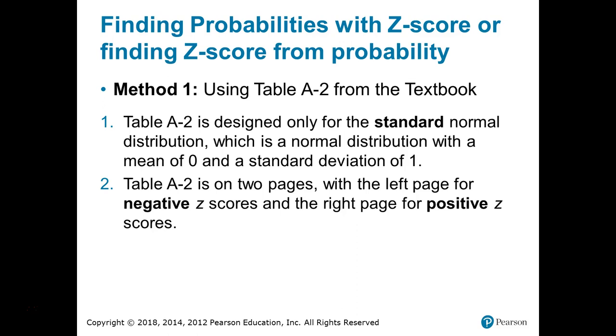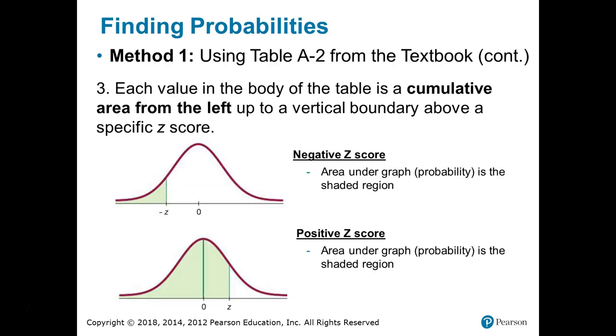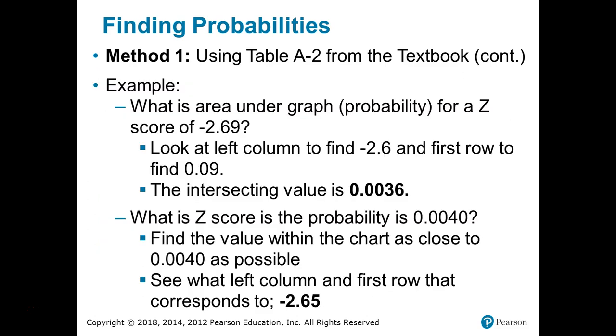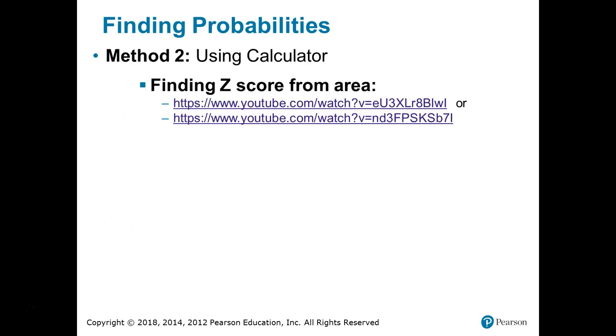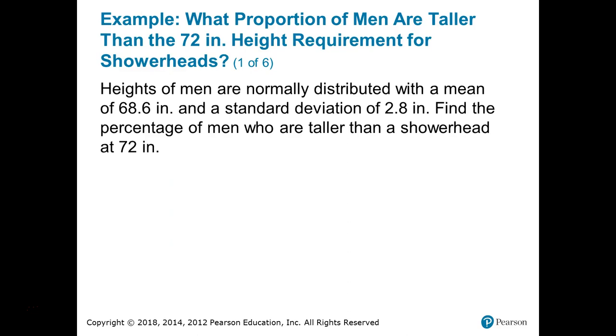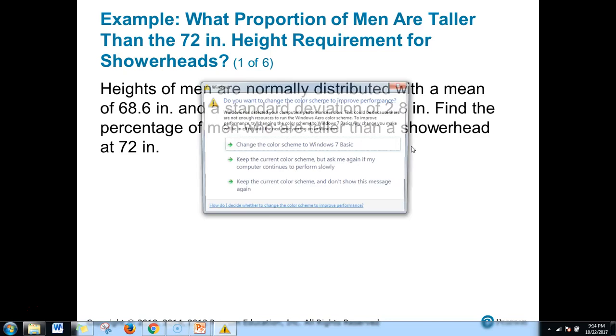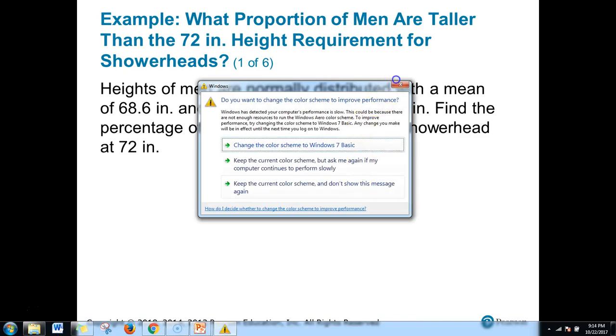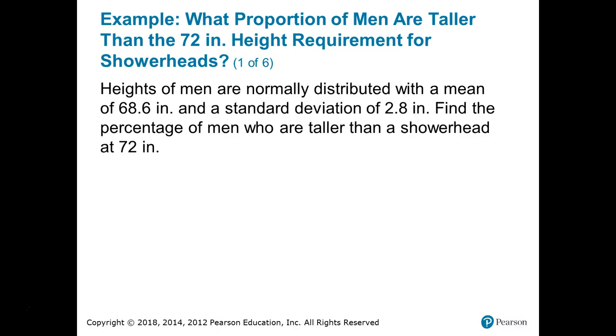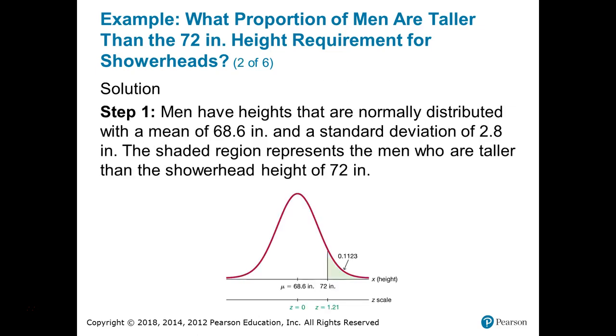So these are the same slides from the previous section, just about how to find probabilities using a z-score. So I'm not going to go through them again, and we're going to go straight to an example problem. The example problem is, what proportion of men are taller than the 72-inch height requirement for shower heads? So we are assuming that heights of men are normally distributed with a mean of 68.6 inches and a standard deviation of 2.8. Find the percentage of men who are taller than a shower head at 72 inches.